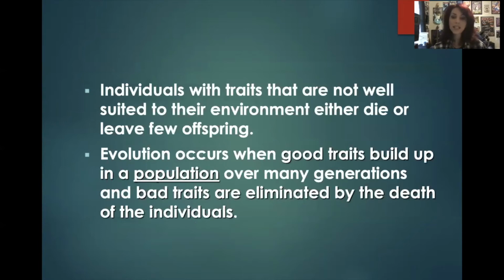Individuals with traits that are not well suited to their environment either are going to die off or leave very few offspring behind, such that their population becomes smaller and smaller and smaller. And evolution occurs when good traits build up inside of a population over many generations, and bad traits are eliminated by the death of the individuals. And therefore, them dying, they can't leave any offspring behind to leave behind traits.